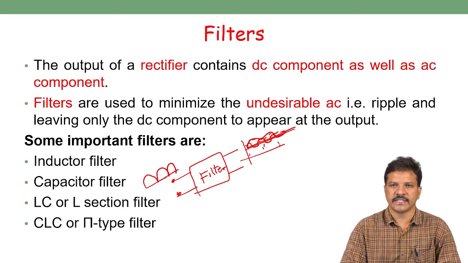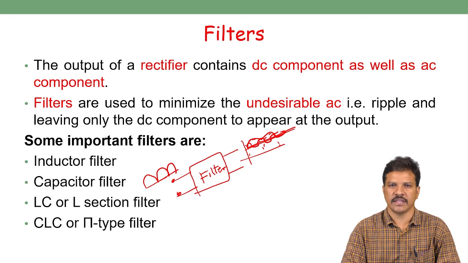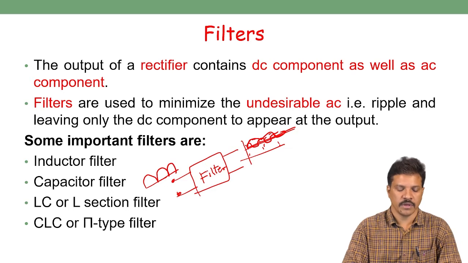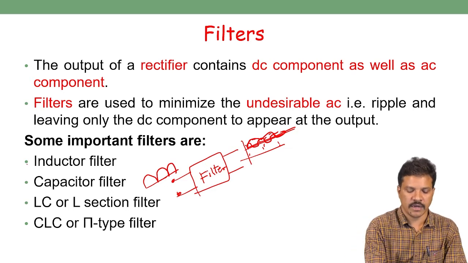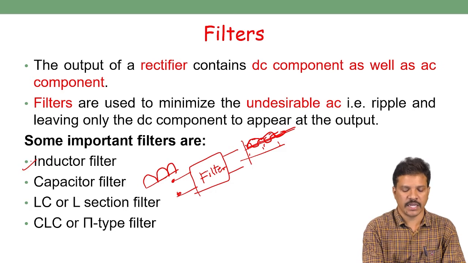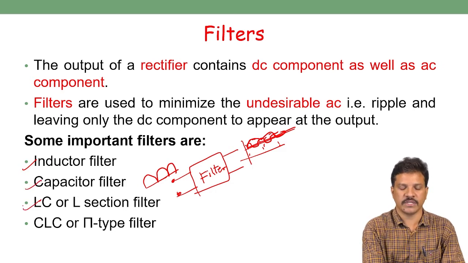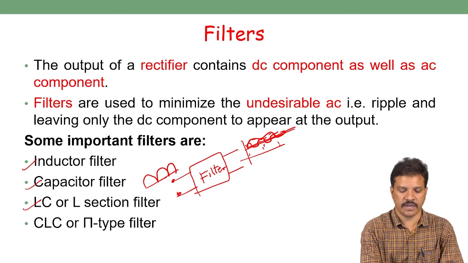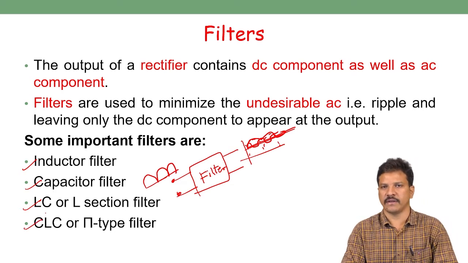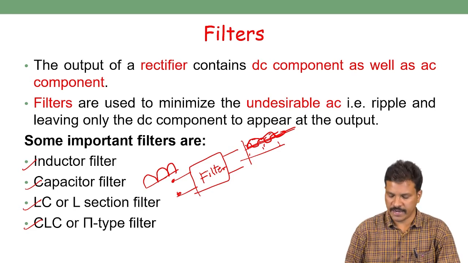We have different kinds of filters based on the elements which are used in the filter. The elements are inductor, capacitor, resistor, and combinations of these elements. When we use those elements in the filter, they can filter out the AC component present in the rectified output. So these are the basic filters: inductor filter, capacitor filter, and the combination of L and C, the LC filter or L section filter, and the CLC filter or pi filter. Let us see them one by one. Inductor filter.